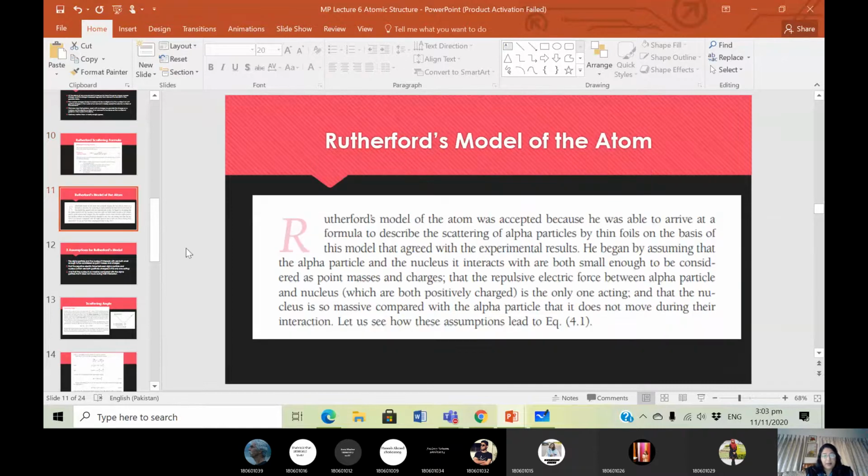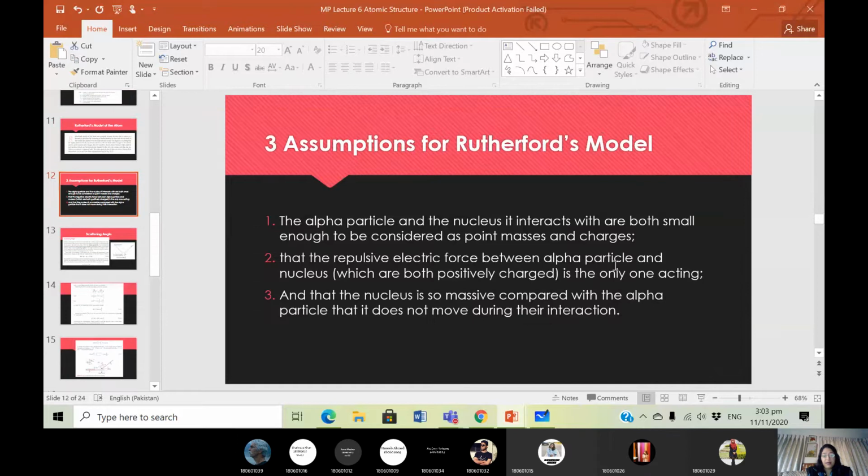So let's start. Yesterday we made 3 assumptions regarding Rutherford's model. What were those 3 assumptions? One assumption is that the alpha particle and the nucleus they interact with are both small enough to be considered as point masses and point charges. Number 2, the second assumption was that the repulsive electric force acts between the alpha particle and the nucleus, which are both positively charged. Remember that the alpha particle is a helium nucleus which has lost 2 electrons, so it's also positively charged.